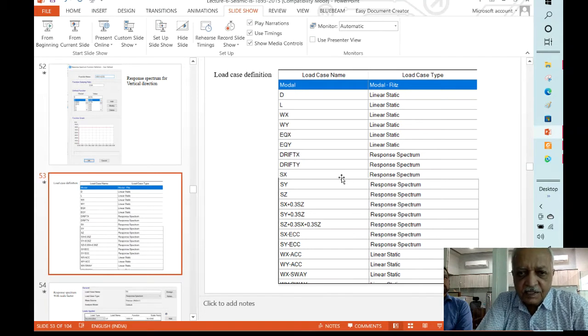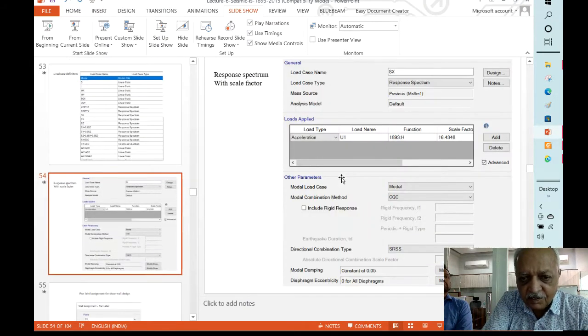Then you have got the load cases, where you have already defined load patterns, so they are used to get the load cases. And lastly you have got the combinations over here and so on.